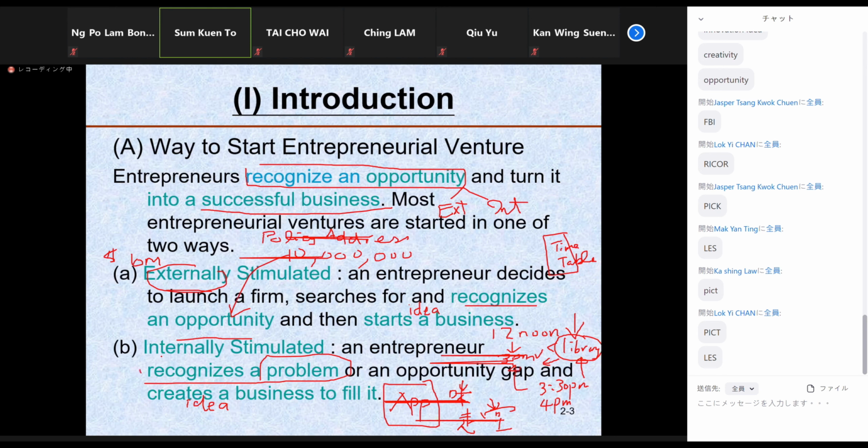Every day people may encounter lots of problems, so you might try to invent something to make people's lives easier. Okay, so this is internally stimulated. You encounter some problem. You know that there are a lot of people out there who will have the same problem. So you will try to do something, and with that you create a business because you have a bright idea. All right, so this is internally and externally stimulated.